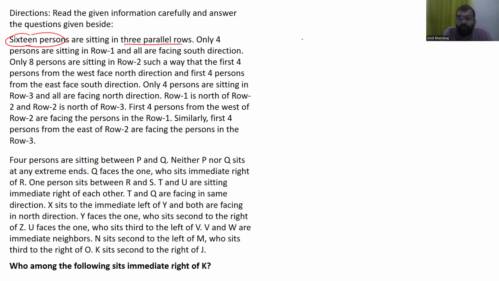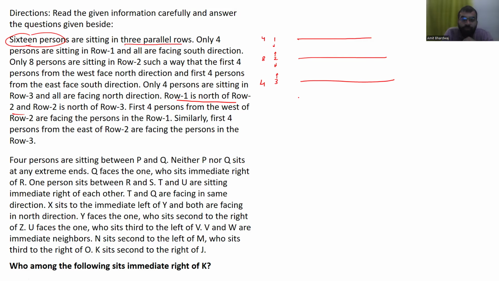For example, if you claim this is row 1, this is row 2, this is row 3. Now 4 people are sitting here, 8 are sitting here, and only 4 are sitting in row 3, basically 4 here. That's why 8 and 16 are here, right? What is given to you? Row 1 is north of row 2, yes. Row 2 is north of row 3, yes, it is given to you. It means whatever we mentioned is right.